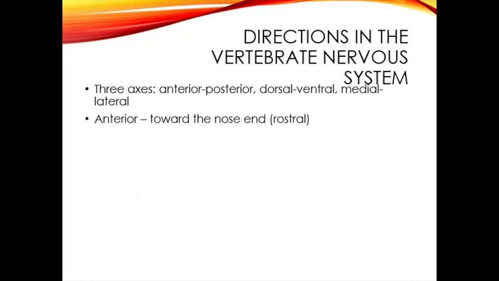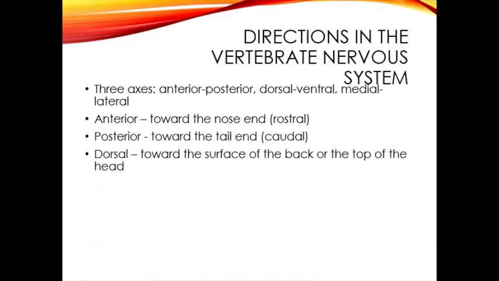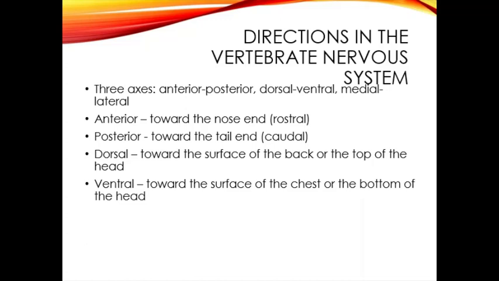So, anterior is toward the nose. We have posterior towards the tail. We have the dorsal towards the surface or of the back or the top of the head. And we have the ventral toward the surface of the chest or at the bottom of the head. So, ulitin natin. Anterior toward the nose, no? Posterior toward the tail, no? Papunta sa tail or dun sa puwetan kapag sa tao yan or animal.